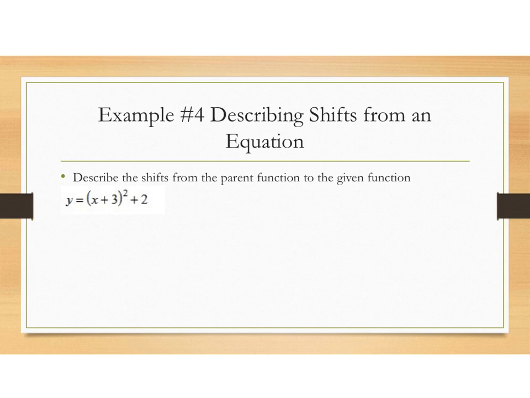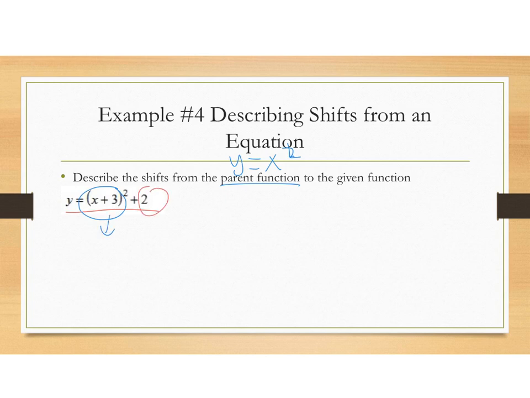Last example, we're going to describe the shifts from an equation. So this time we're not going to graph it at all, however you can always graph them to see a visual. We're going to describe the shift from the parent function, so again we're starting at y equals x squared. And we want to see if we can describe the shifts that occurred by just looking at the equation. Now again we have two different shifts. We have one inside the parenthesis and one outside the parenthesis.